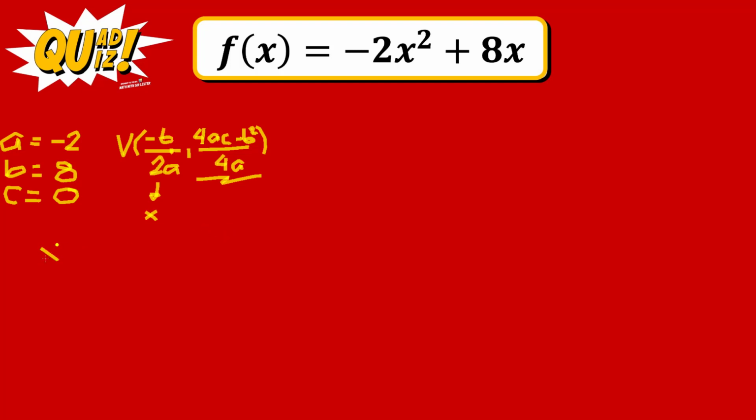So let's start with the x coordinate. x is again -b over 2a. Our b is 8, so we have -8 over 2 times our a, which is -2. So you will have here -8 over -4. With this, the x coordinate of our vertex is positive 2.